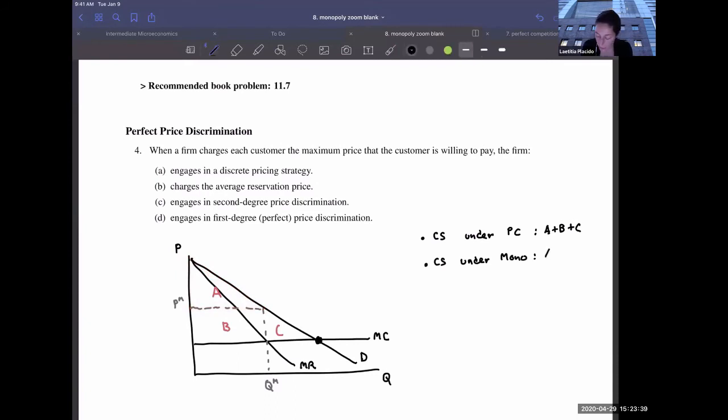When we move from perfect competition to a situation with a monopolist, there is a transfer of surplus from the consumer to the monopolist. What is the amount of this transfer? Under perfect competition, consumer surplus was A plus B plus C, and now for a monopolist, it's only A. So B plus C has been lost, but B goes to the monopolist.